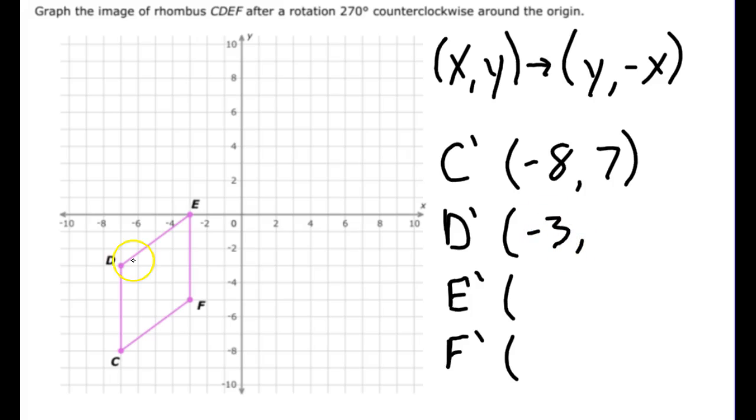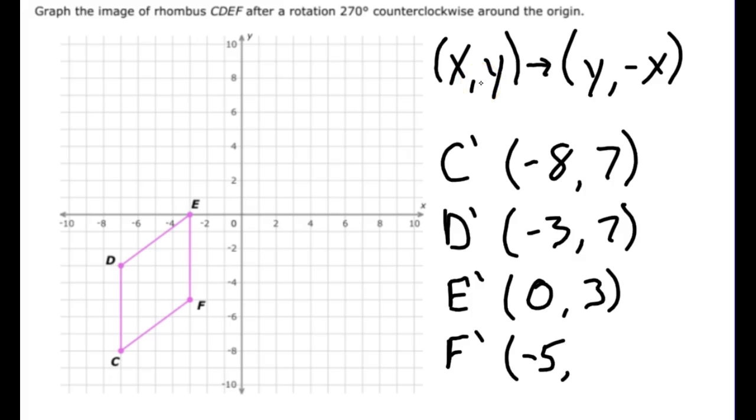Now we have to look at the x value, which is -7. We make that the opposite, +7, and that becomes the y value. Point E: look at the y value, it's 0, that becomes our x value. The x value, which is -3, make that the opposite, +3, and that becomes our new y value for E prime. And the last point, F, we have a y value of -5, that becomes our new x value.